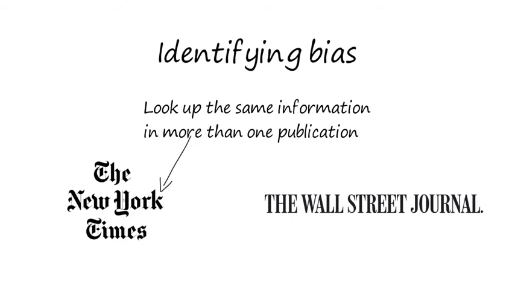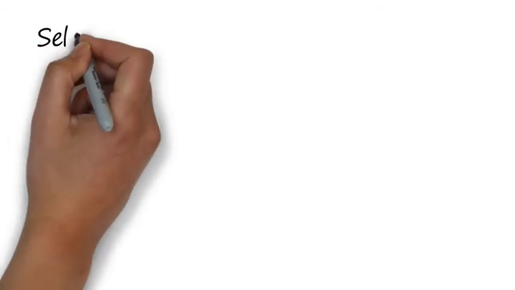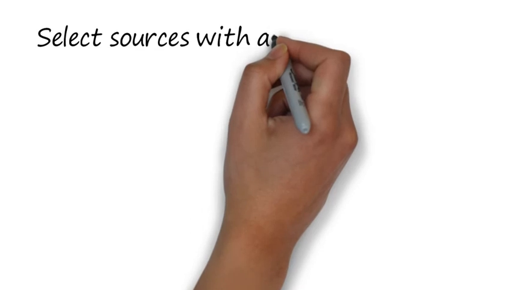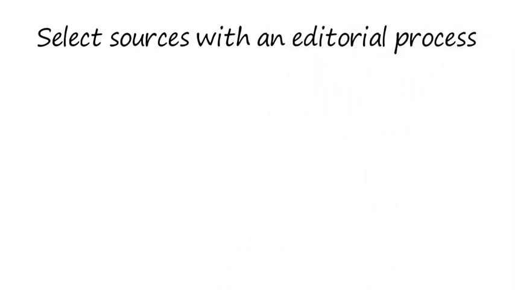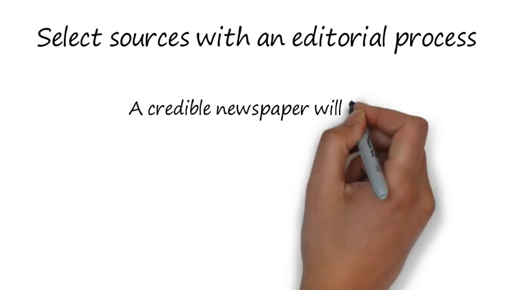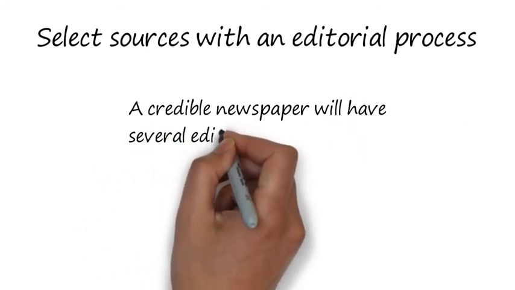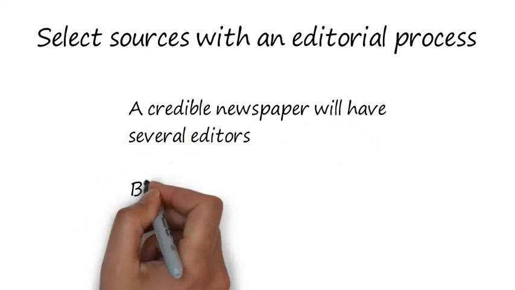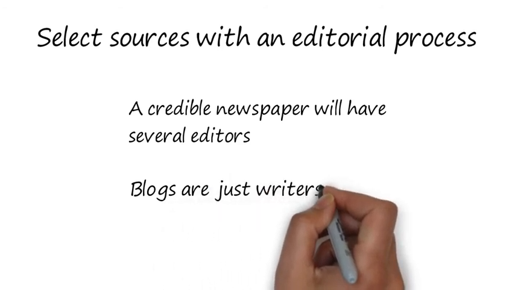The last suggestion when evaluating evidence is to select sources with some sort of an editorial process. Make sure that the author's name is on the evidence. Don't cite anything that doesn't have an author. Avoid sources without an editorial board, like blogs. The more rigorous the editorial process, the more credibility the source generally has.